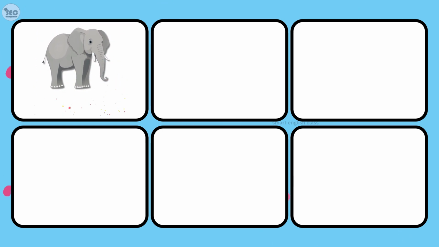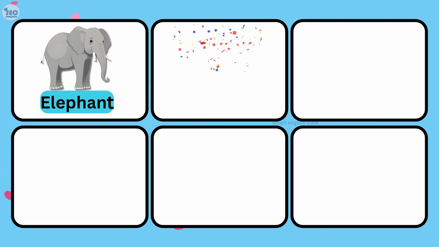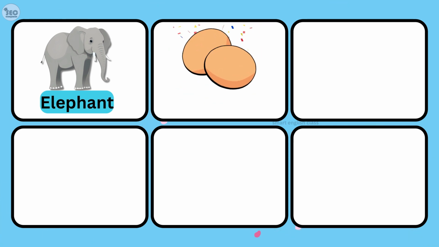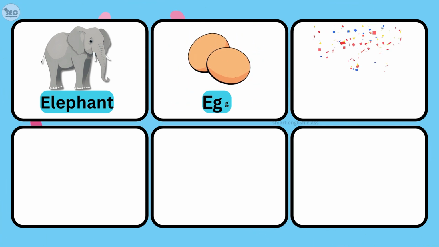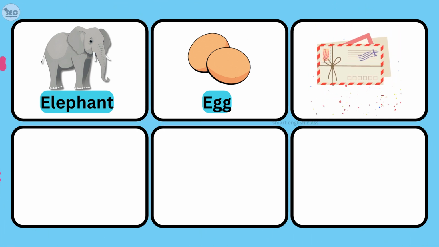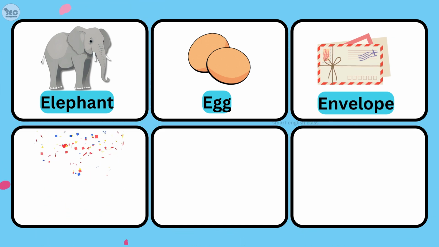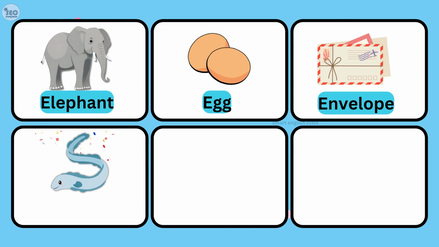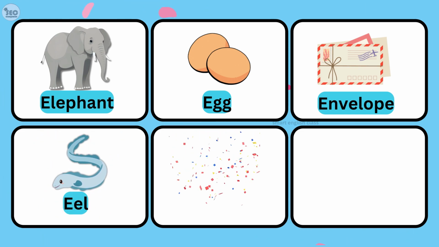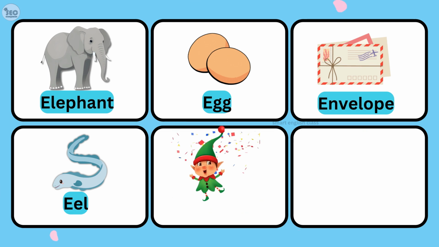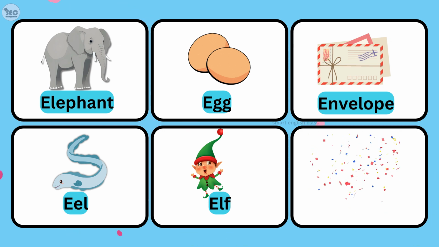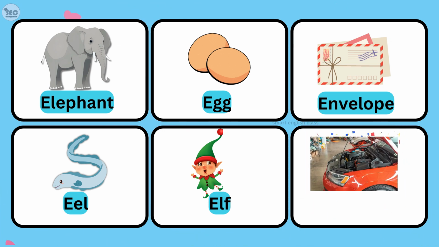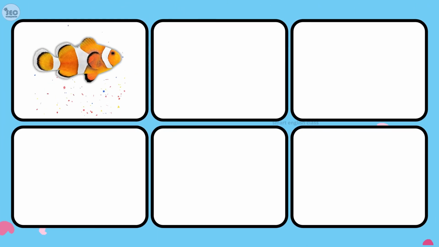E for elephant. Elephant. E for egg. Egg. E for envelope. Envelope. E for eel. Eel. E for elf. Elf. E for engine. Engine. F for fish.